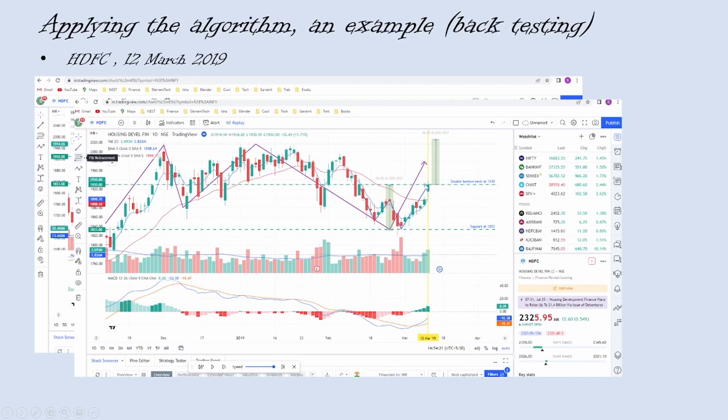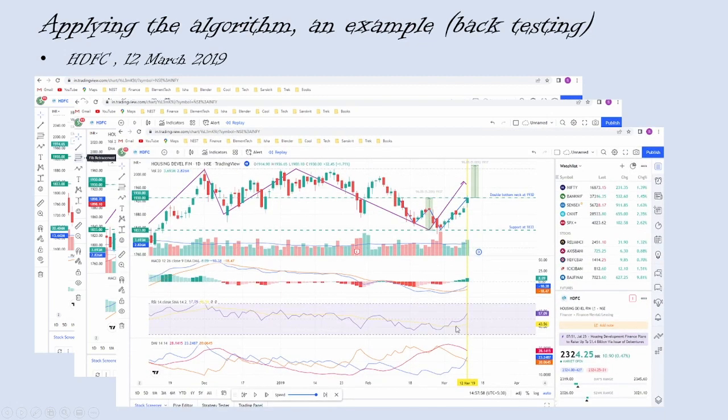We have a good volume. The size of the candle is okay, not very good, but we have a good volume above average, and MACD is also bullish here. And further, if you look at other indicators, your RSI is also around 57, and it is in an upward trend.